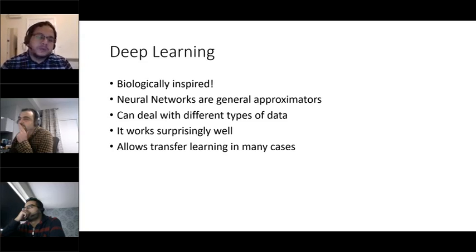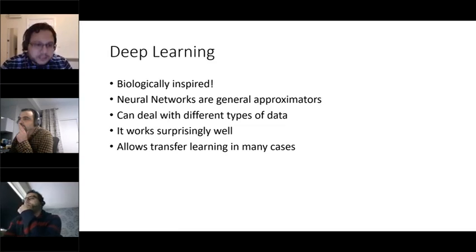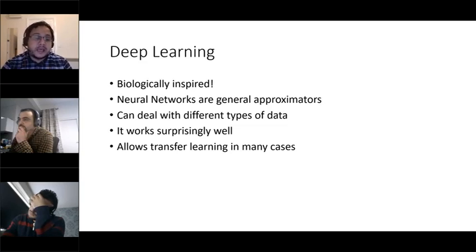Of course, there are problems that we are going to examine later, but they are one of the rare models that are considered general approximators. They can deal with different types of data depending on the model. They work surprisingly well. Even researchers are still trying to understand why deep learning works so well. Papers still come out every now and then just to understand why this technology works so well.